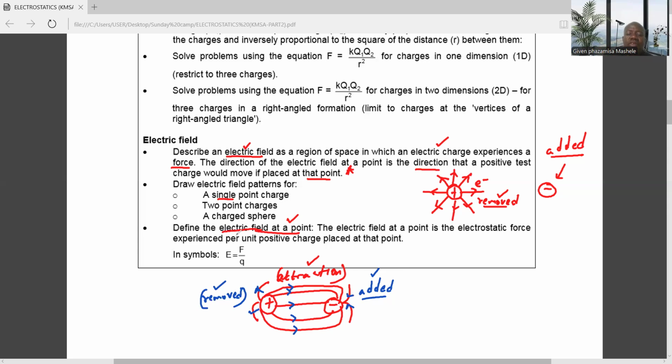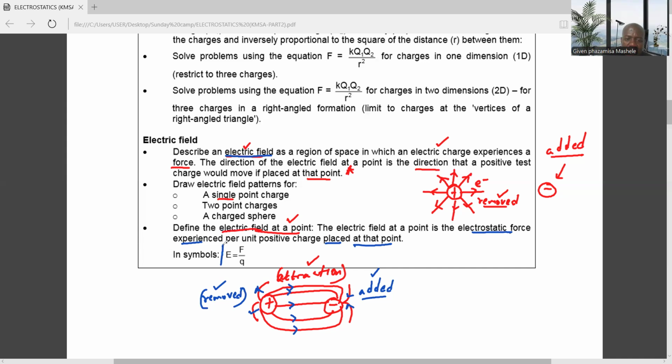And again, you need to be able to define an electric field at a point. It's very important, guys, in the examination, sometimes they say, define the term electric field. And if you define the electric field as electric field at a point, then it's wrong actually. So the electric field at a point is the electrostatic force per unit positive charge placed at that point.